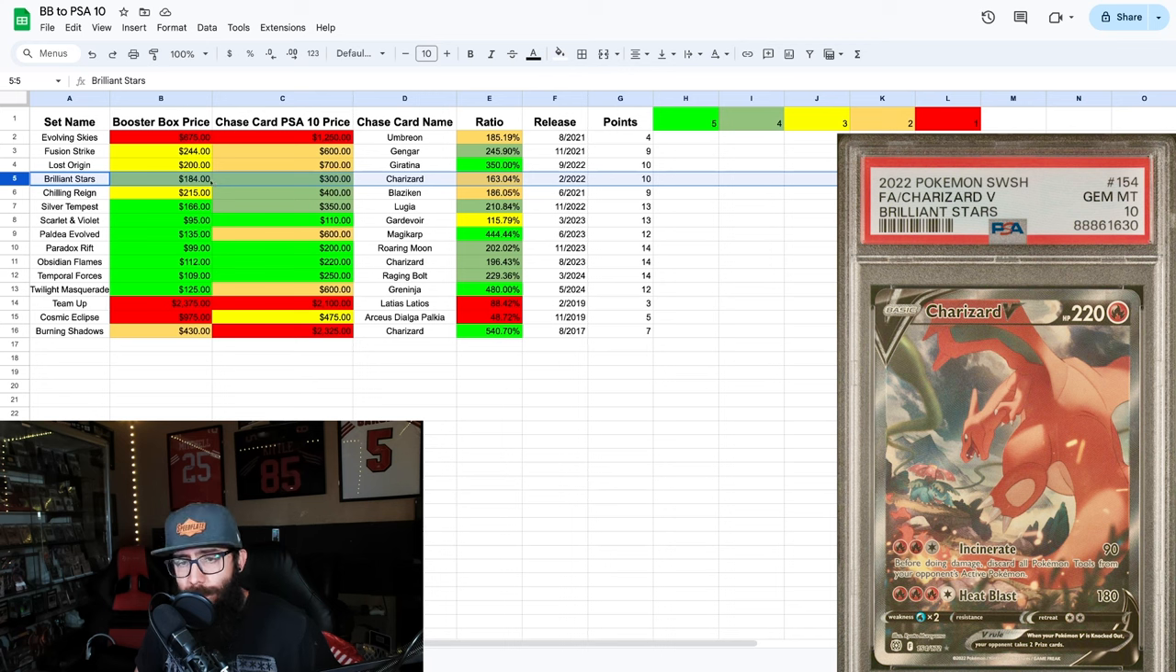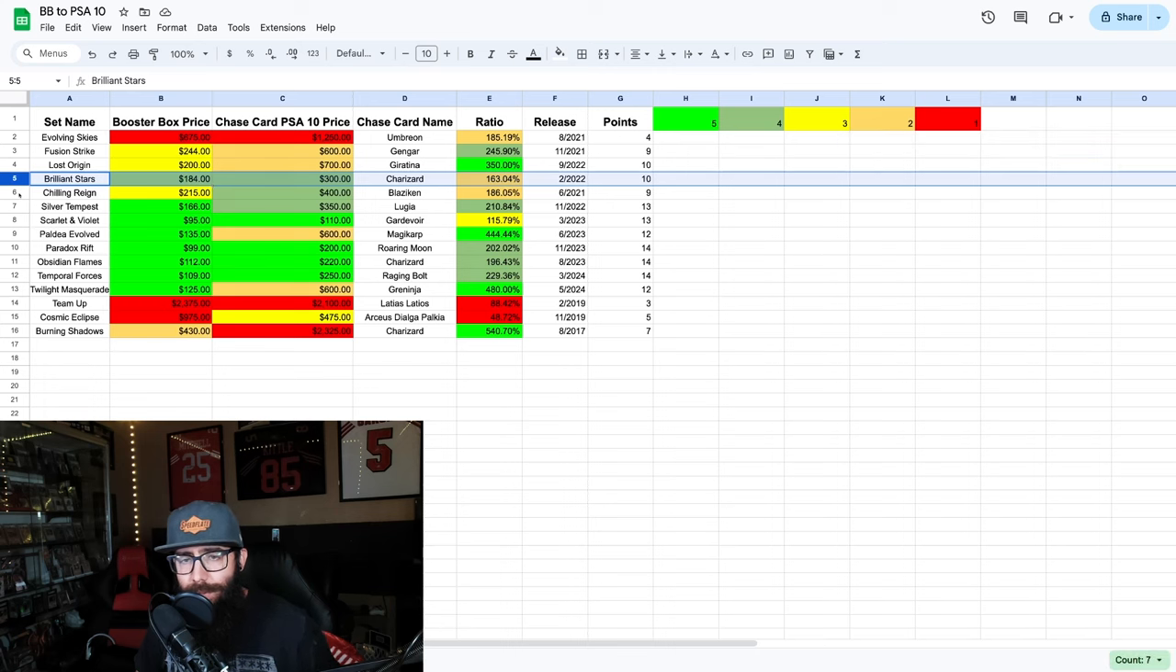So this is one of those sets where, for me, also I try and be transparent on the channel. I have multiple of this card in a PSA 10, one to just keep for my collection long term, and then another one to flip. It's not like I'm sitting on a ton of them. I got two, and I got some boxes of Brilliant Stars. So for this set with this color setup, I would say get both if you can swing it, because I think they're both good investments, and they're both good set and good chase card. So, Brilliant Stars, pick 'em up both.